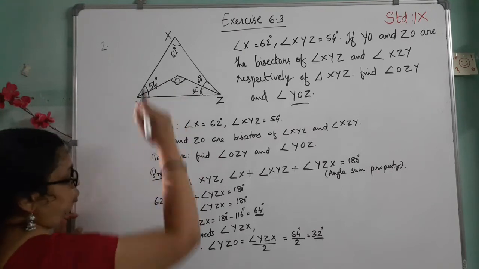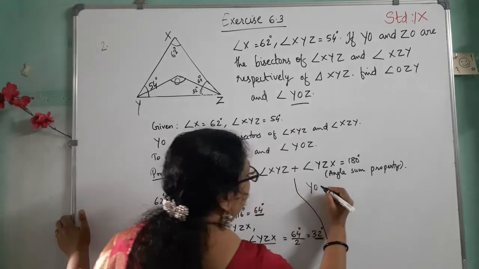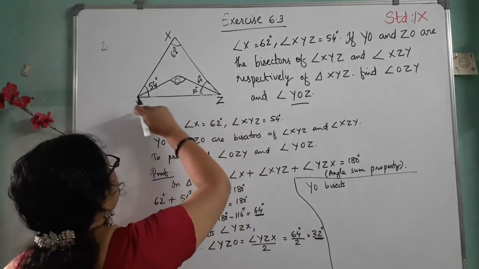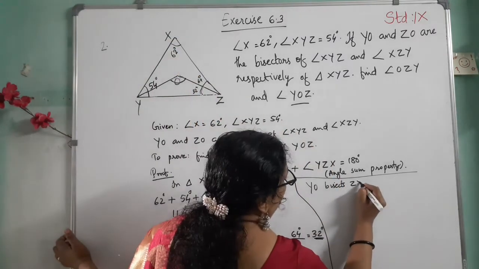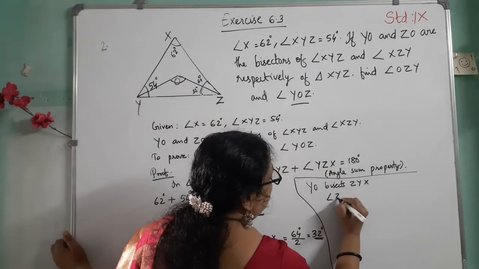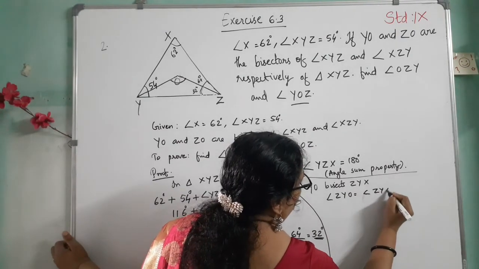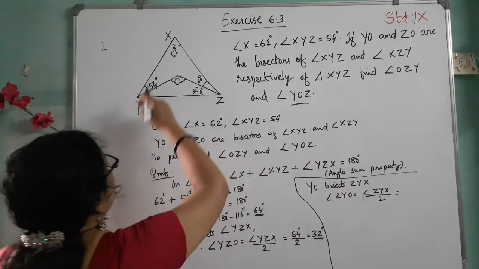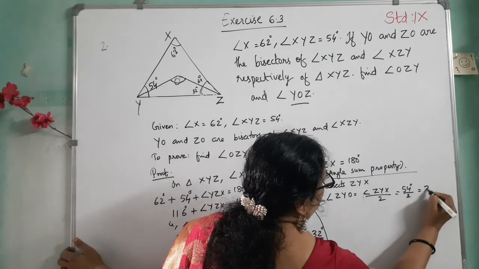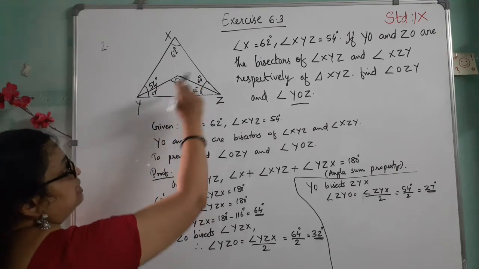Then next, YO bisects this angle ZYX. Therefore angle ZYO is equal to angle ZYX divided by 2, that is ZYX is 54 degrees, 54 degrees divided by 2, that equals 27 degrees. So this angle we get 27 degrees and this is 32 degrees.